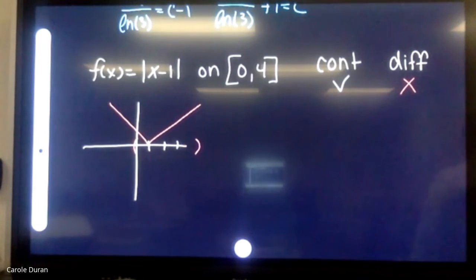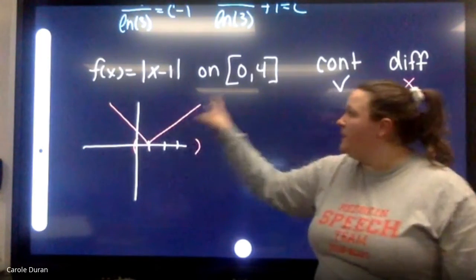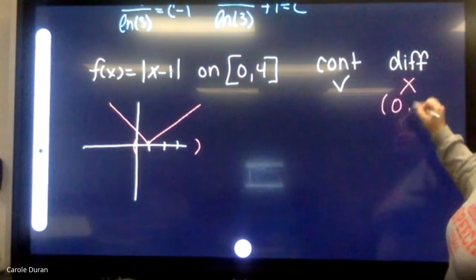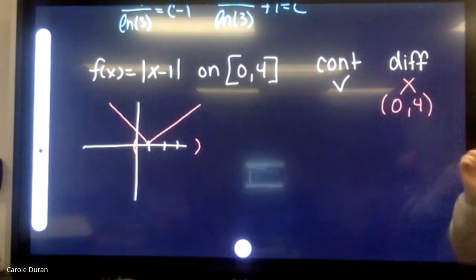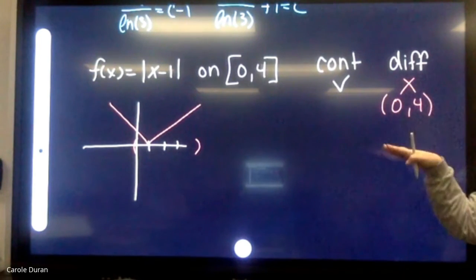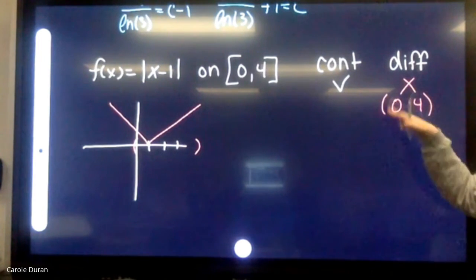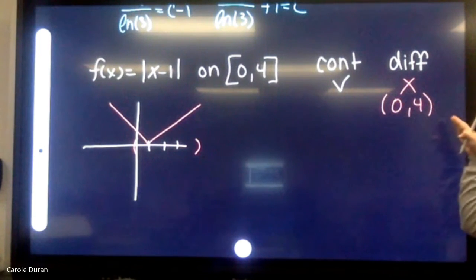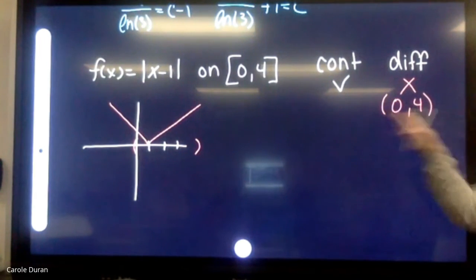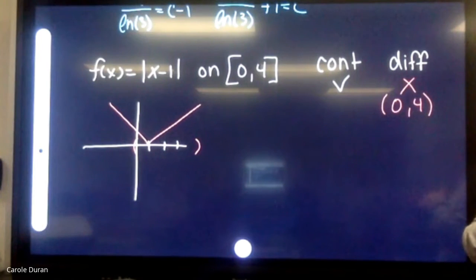Wait, so how did we tell it wasn't differentiable? Is it a corner? Because there was a sharp corner at an x value that existed between 0 and 4. If it existed at 0, it would have been fine, because differentiability is on an open interval, which means I don't actually include the endpoints. But if it's any value between there, you can't do it. Questions, concerns, or issues?